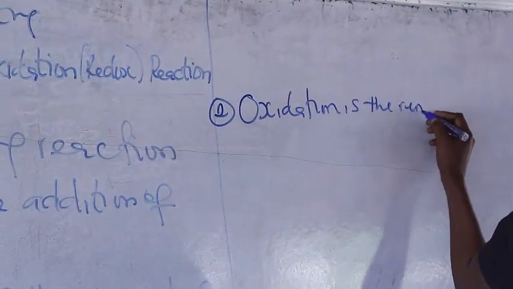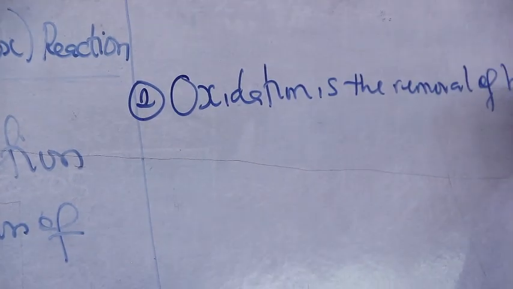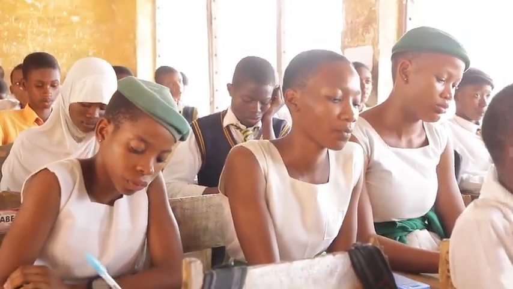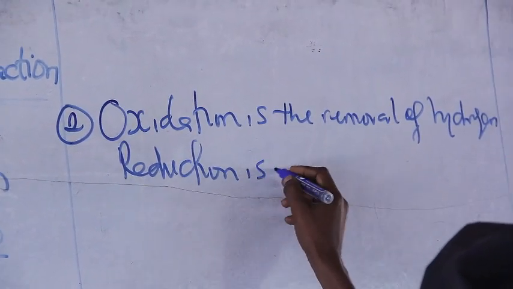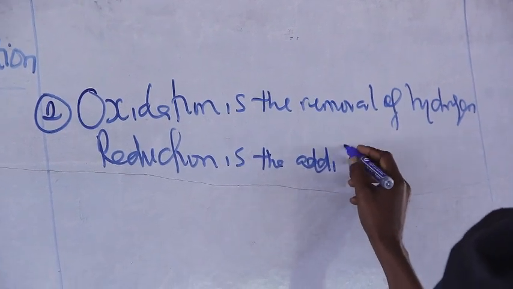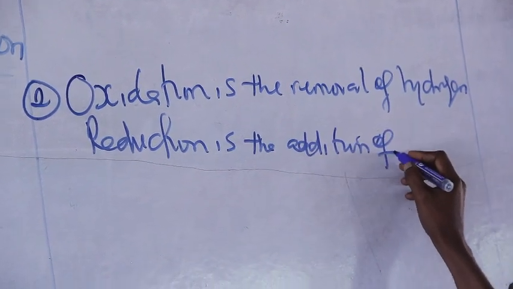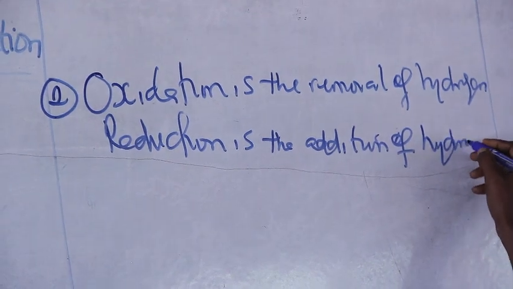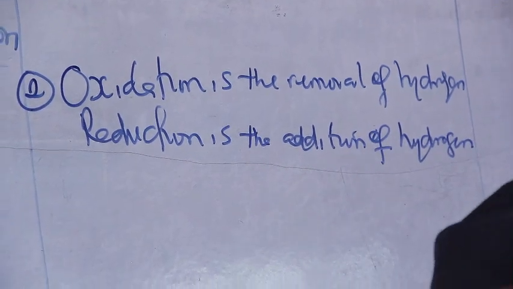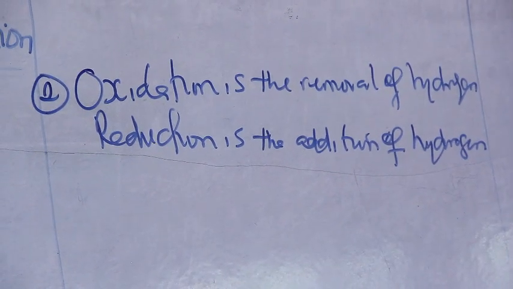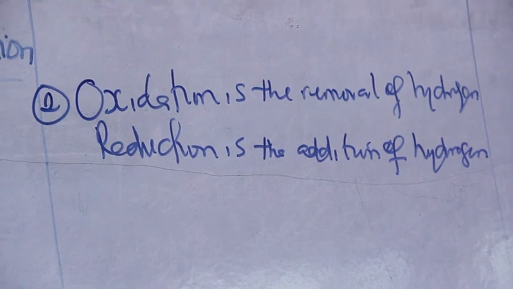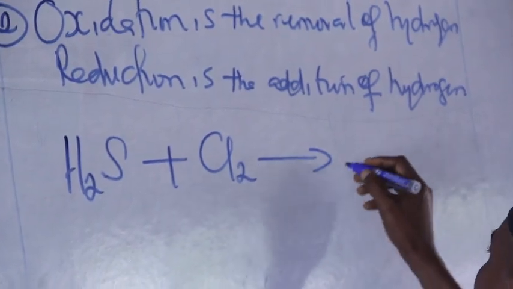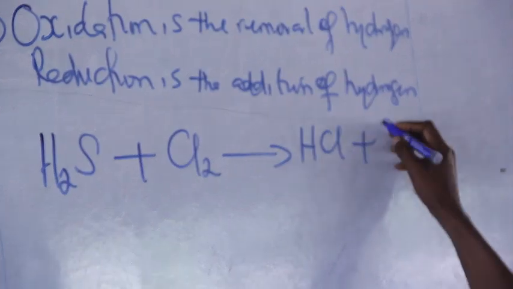Oxidation is the removal of hydrogen. Then what will be reduction? Reduction is the addition of hydrogen. And of course, when there is removal of hydrogen, there must be a corresponding addition of hydrogen. Consider chlorine plus hydrogen sulfide to give us hydrogen chloride plus sulfur.